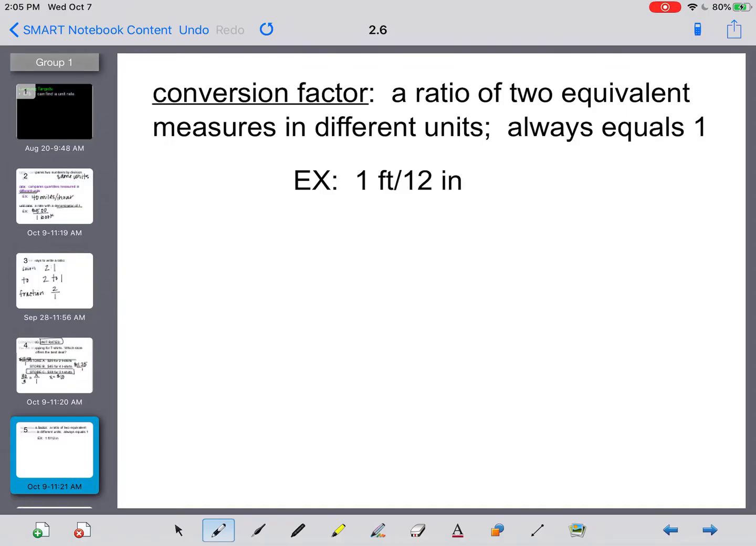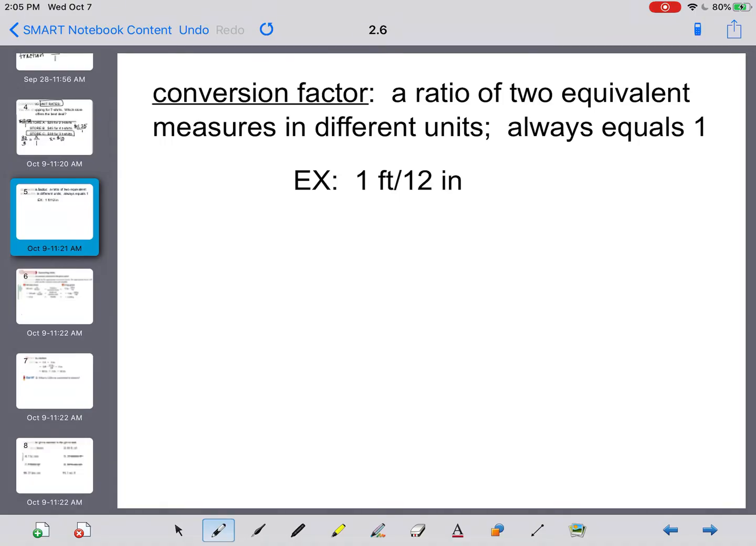Okay, a conversion factor is a ratio of 2 equivalent measures in different units that always equals 1. So when they tell us that 1 foot is really equal to 12 inches, those two things are equal, and so that is a conversion factor. That is how we convert from feet into inches.